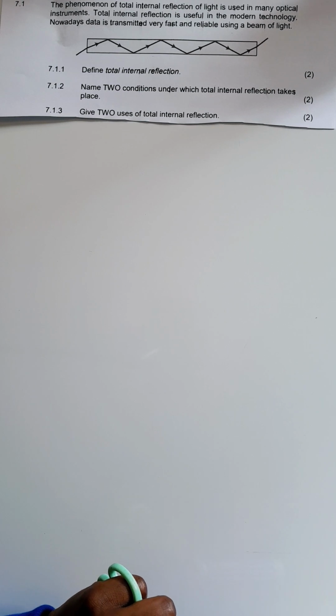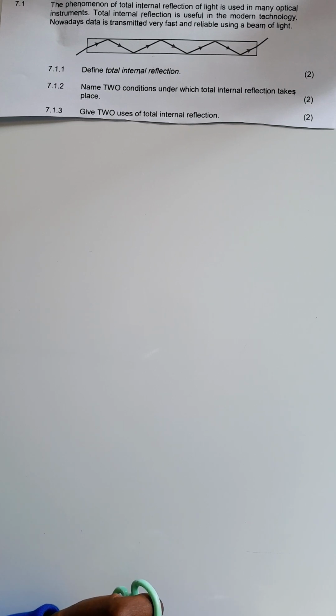Right. What do we see there in the diagram? We see a light ray being reflected back into a medium. So that is total internal reflection. It says here, the phenomenon of total internal reflection of light is used in many optical instruments. Total internal reflection is used in modern technology. Nowadays, data is transmitted very fast and reliably using a beam of light.